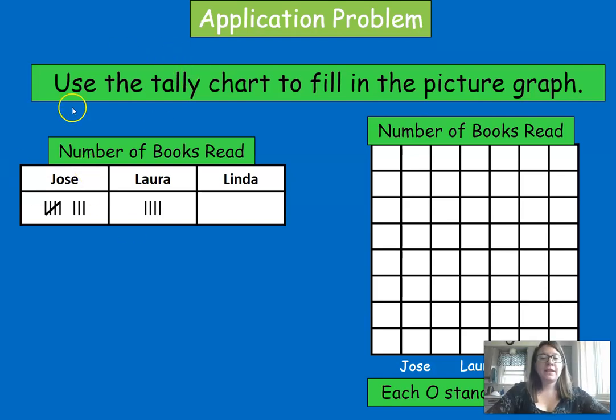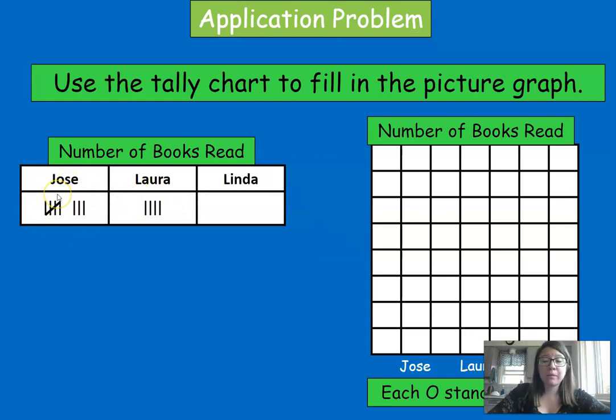This is going to be a graph of the number of books that 3 different students read. We have Jose, Laura, and Linda. What I'm noticing right away is that Linda doesn't have any tally marks under her name, while Jose and Laura do. I'm thinking in my head, I wonder if that's something we're going to have to solve for. I'm also noticing the tally marks.